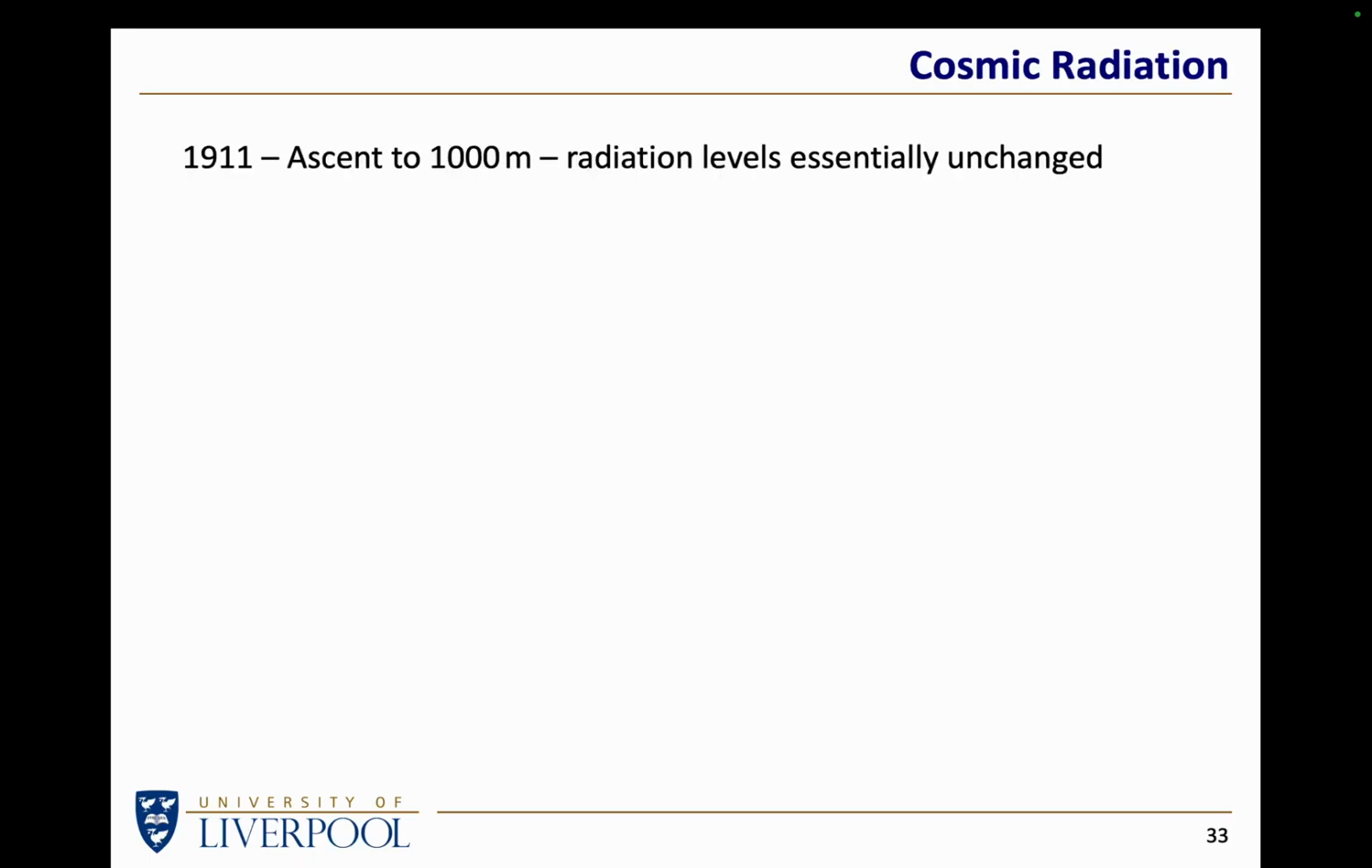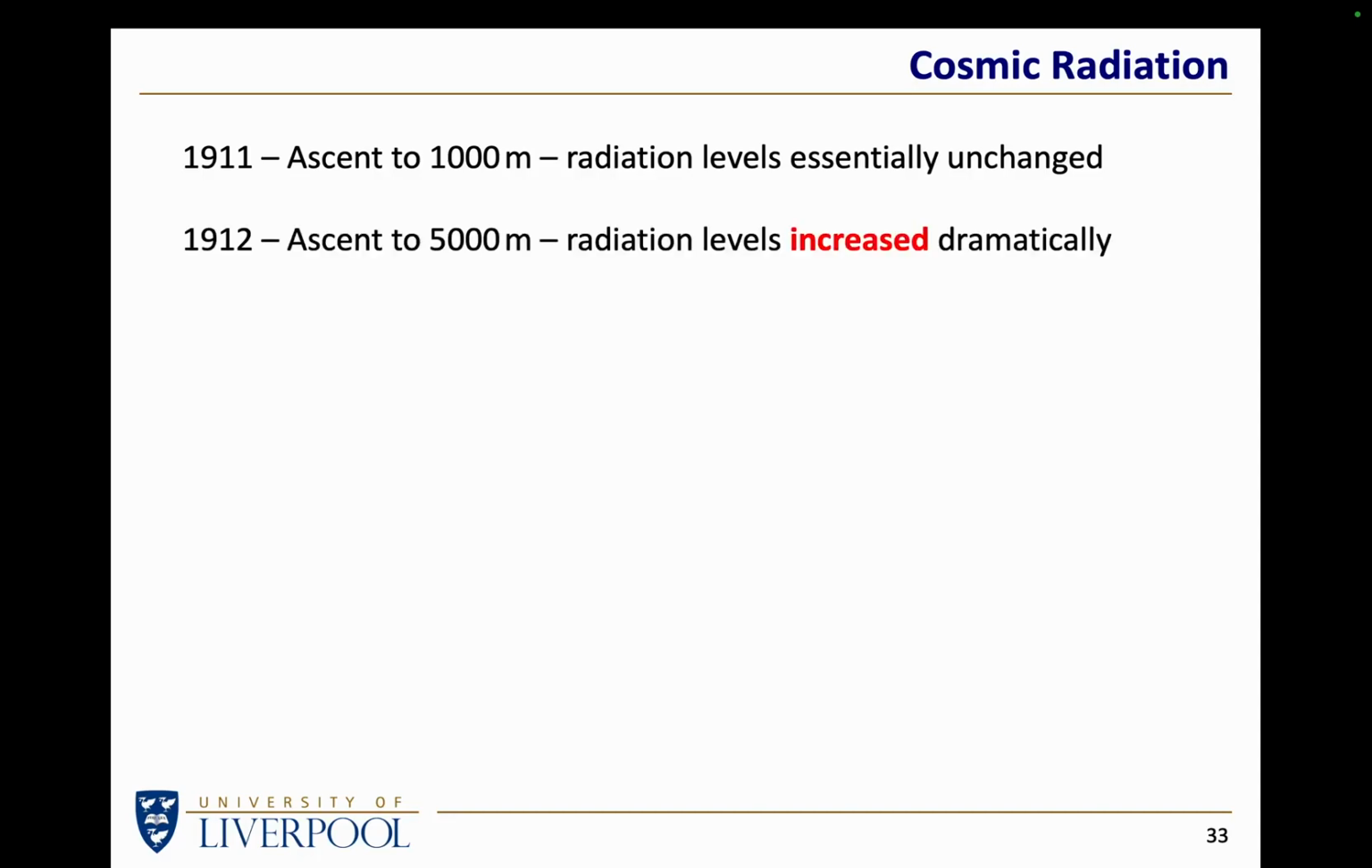And in 1911, he took them up in a balloon to 1,000 meters, much higher than the Eiffel Tower. And he couldn't really tell what was going on. It still wasn't high enough to get a definitive answer. Is it going up or is it going down? Which will tell you where the radiation is coming from. So he had some more flights, and in 1912, he went to 5,000 meters, and bam, the radiation levels went up significantly. So now it was clear, most of the radiation is coming from the sky, not from the ground.